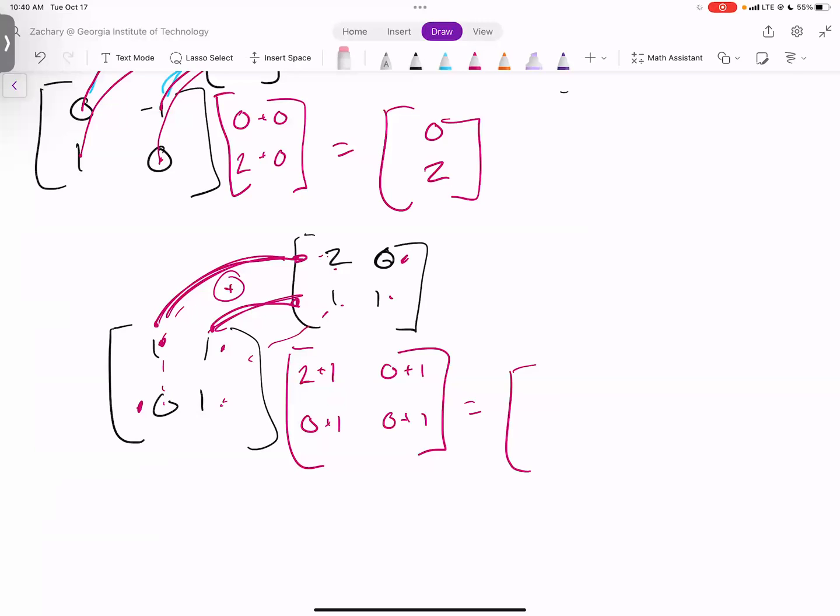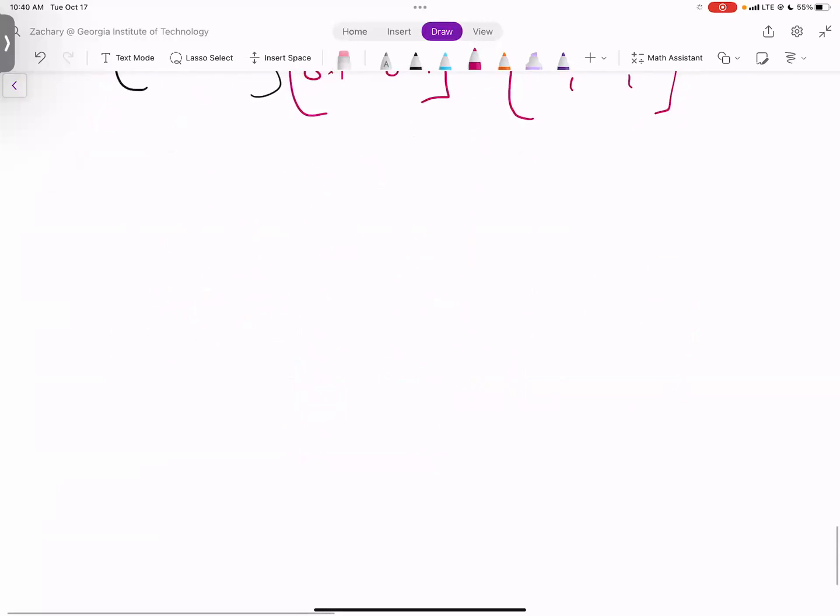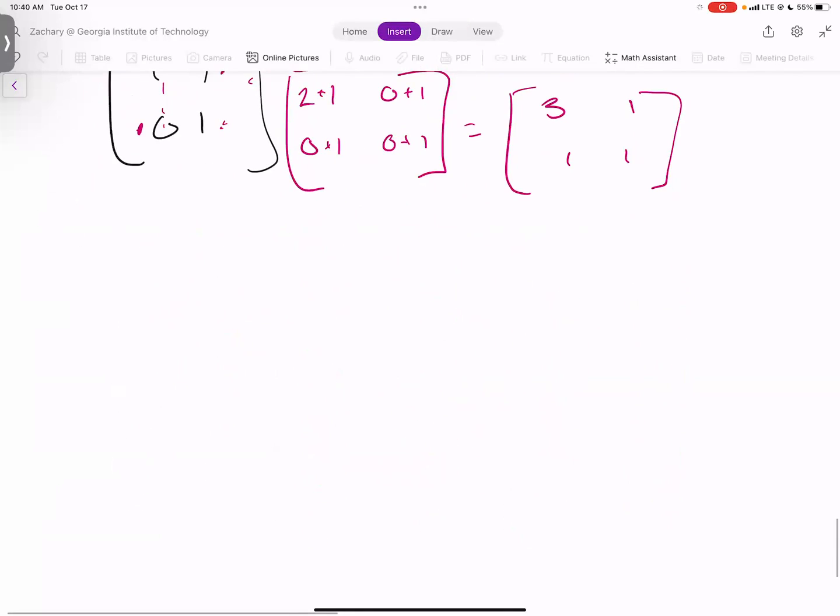So we can rewrite this instead as our resulting product is 3, 1, 1, 1. And that's how we matrix multiply. So I'll do a couple more.